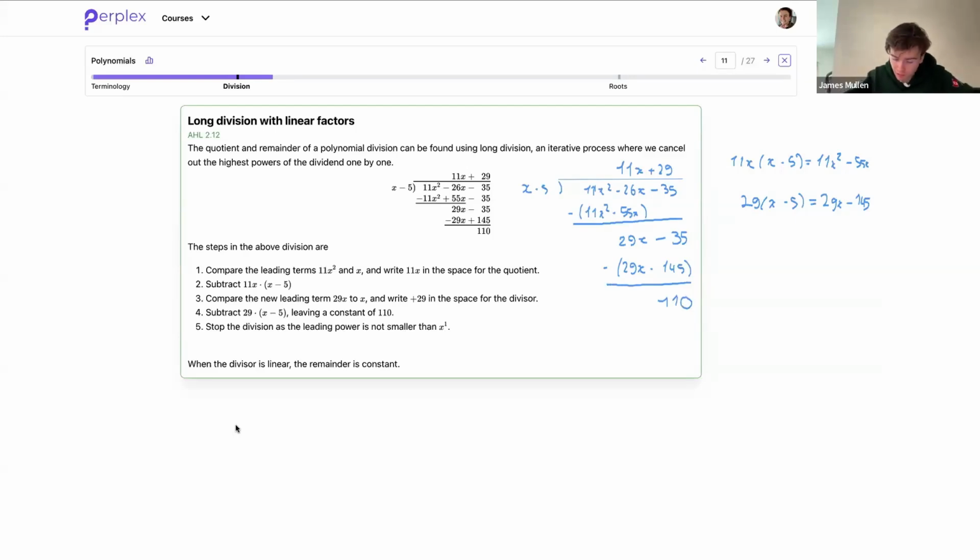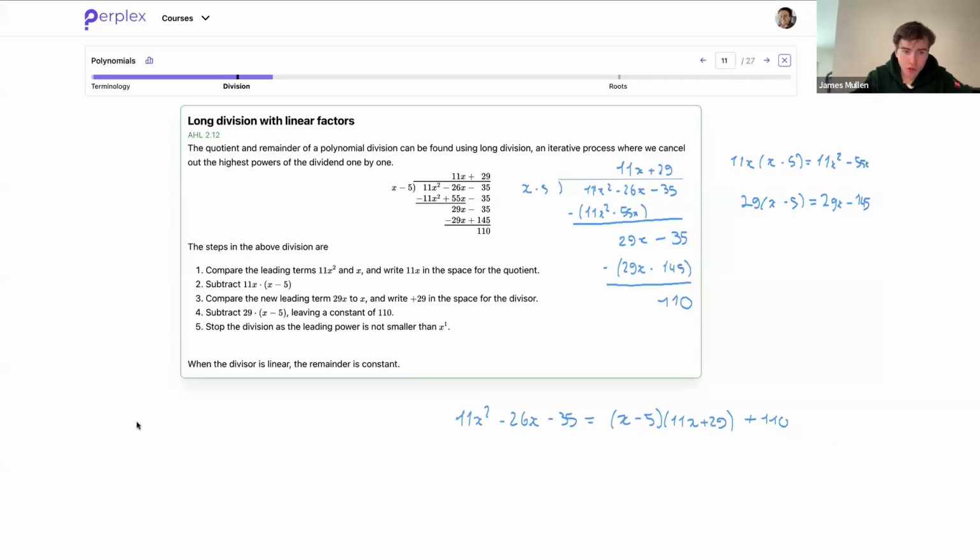So what do I write here as the result? I can say that 11x squared minus 26x minus 35 is equal to x minus 5 times 11x plus 29, and then a remainder of 110, okay?